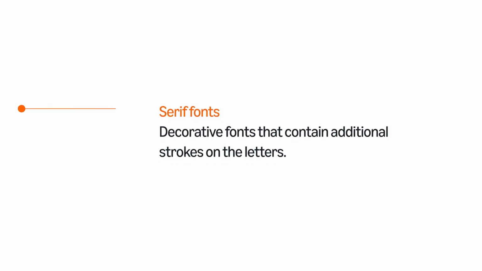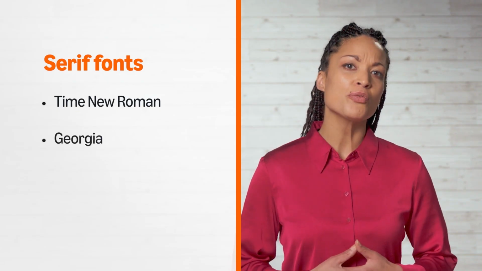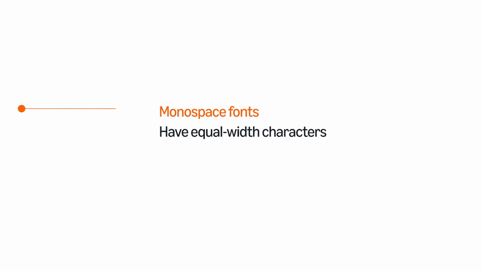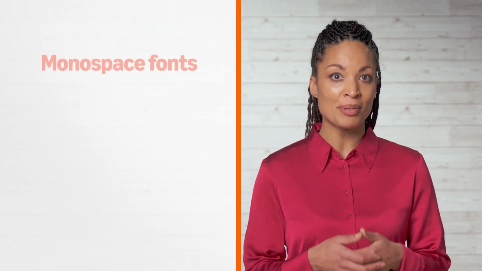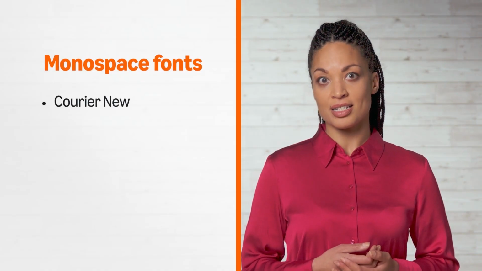First, serif fonts. These are decorative fonts containing additional strokes on the letters. Examples are Times New Roman and Georgia. They work really well for formal content. Monospace fonts have equal width characters, which makes them perfect for displaying code. A common example of monospace is Courier New, which is great for technical content.